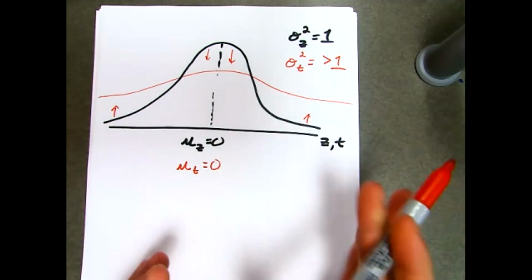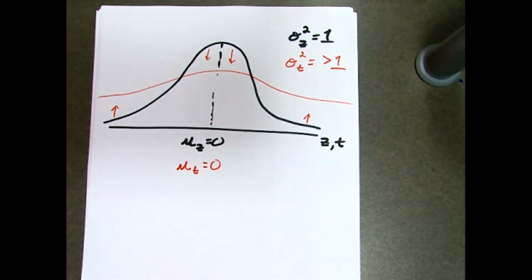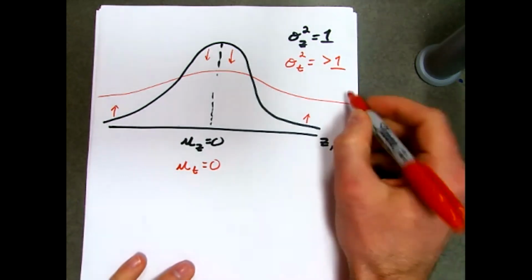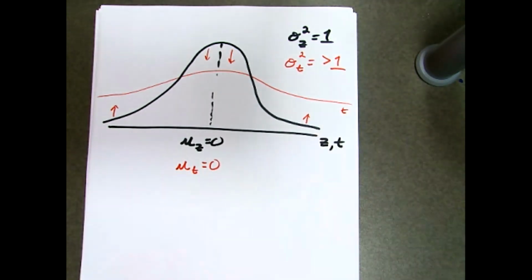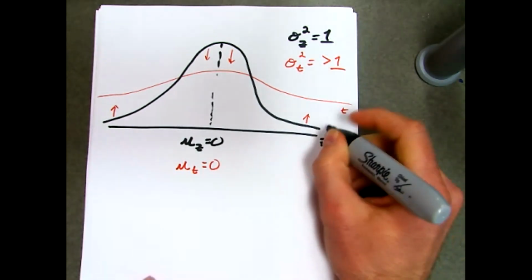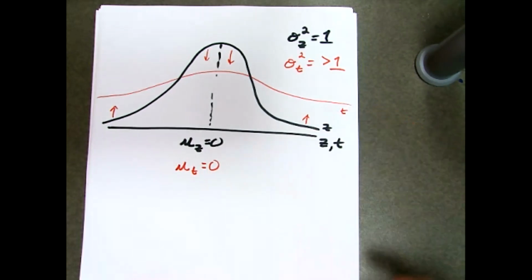Now I've drawn this pretty extreme. I doubt it gets that much flatter, but I think this helps with the next visual. So here, this red was our student t distribution. This black line here represented our standard normal.